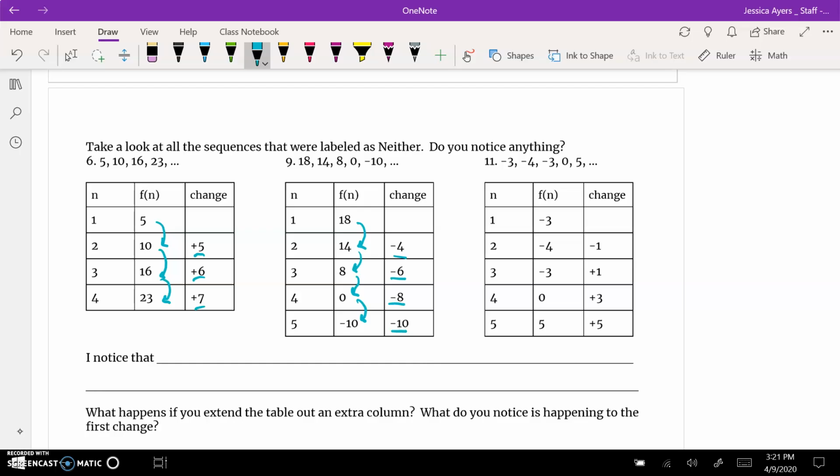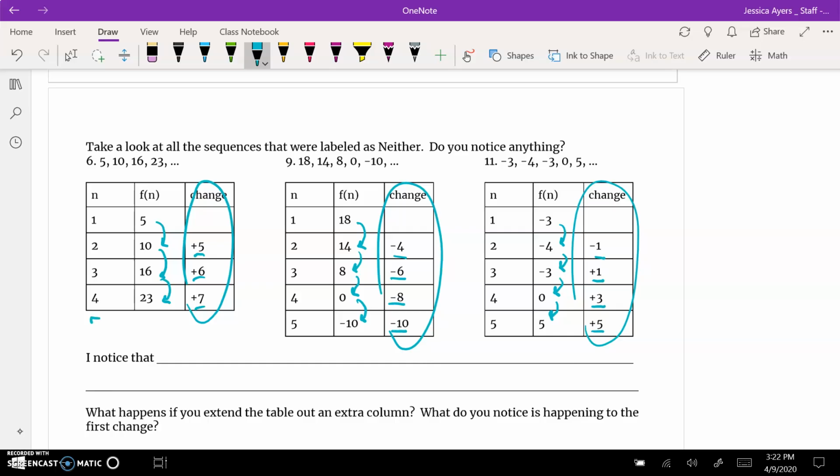And then in number 11, to get from negative 3 to negative 4, we minus 1. To get from negative 4 to negative 3, we add 1. To get from negative 3 to 0, we add 3. And to get from 0 to 5, we add 5. So we can see that our change in all three of these sequences is not constant. It's changing. But what do we notice?